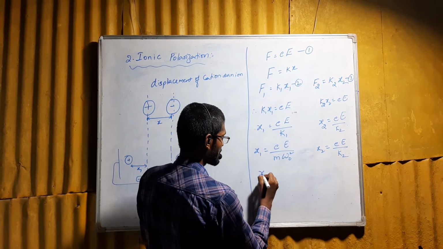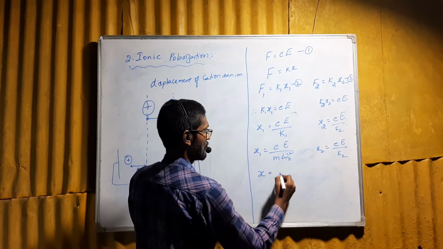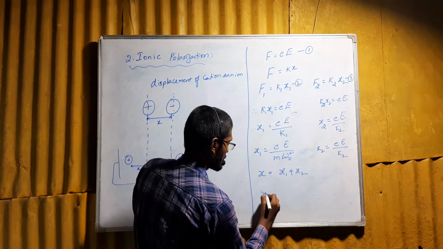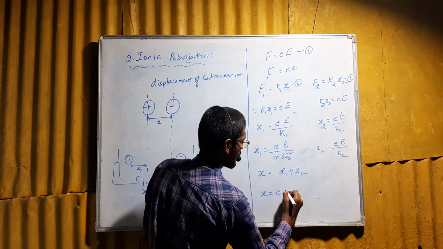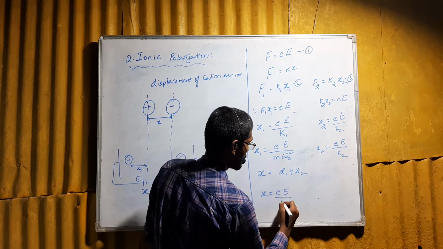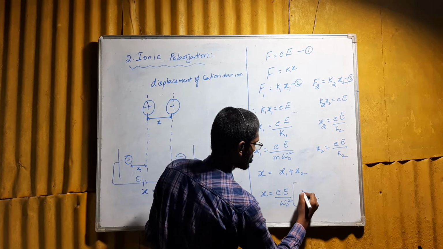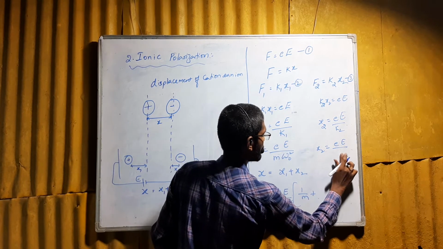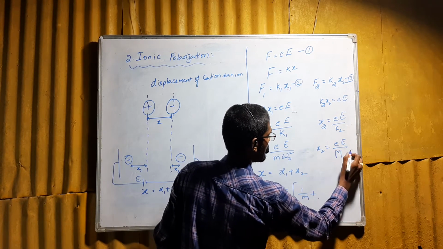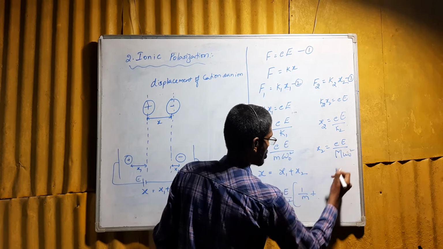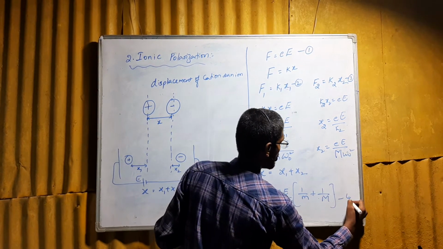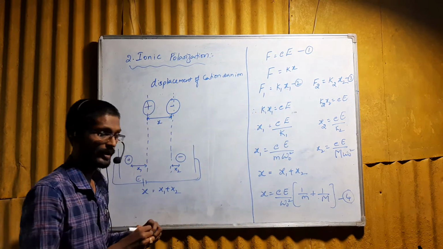Therefore the total displacement can be given as x is equal to x1 plus x2, and x can be given as small e capital E by omega square into 1 by m plus 1 by capital M. Let us assume this is equation number 4.